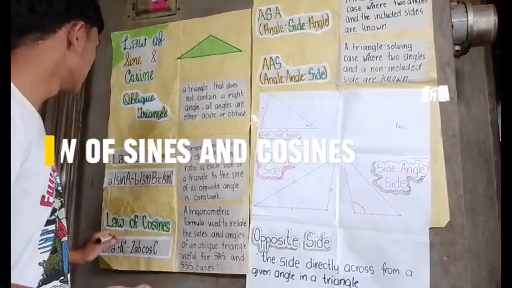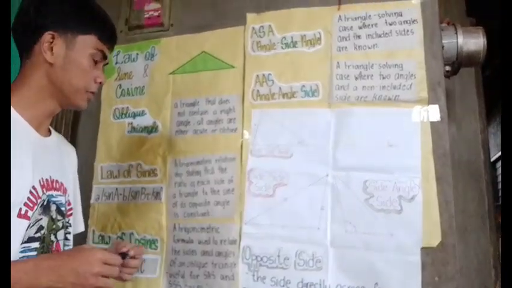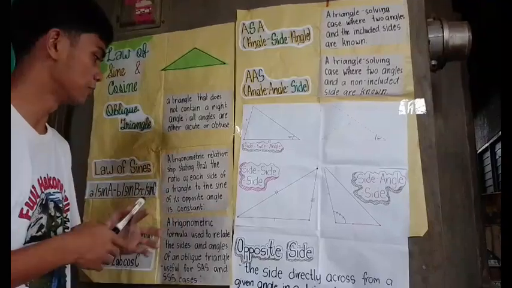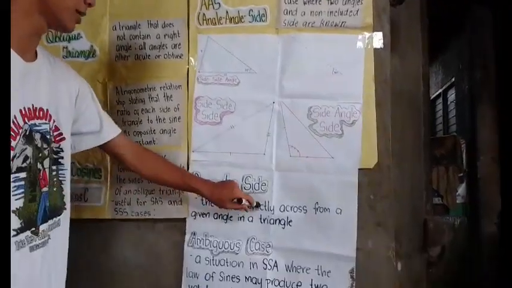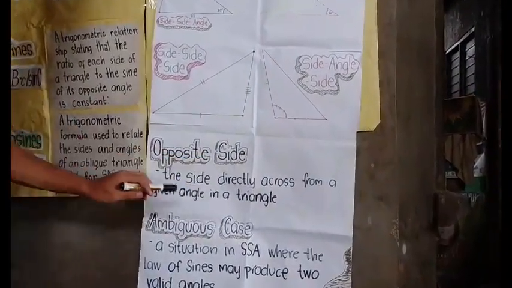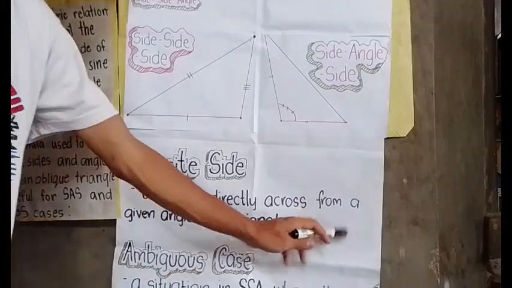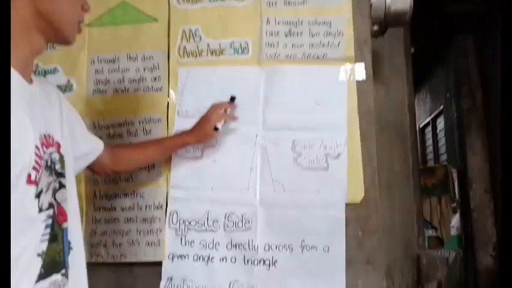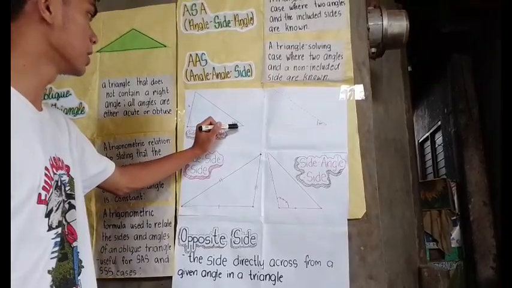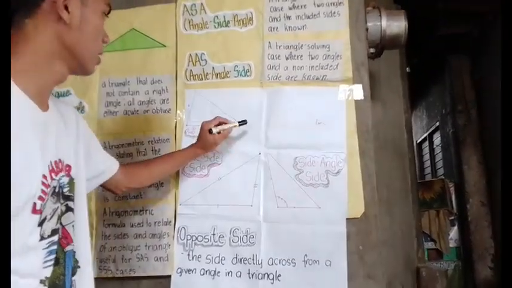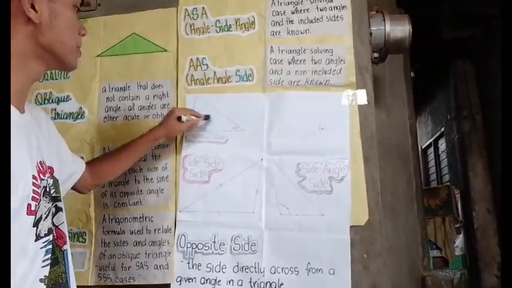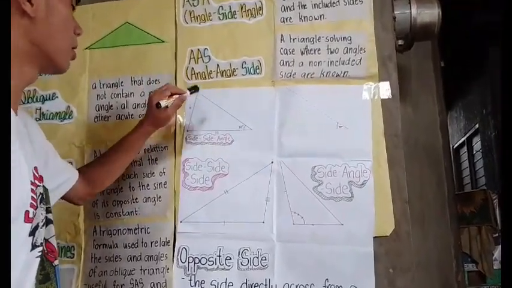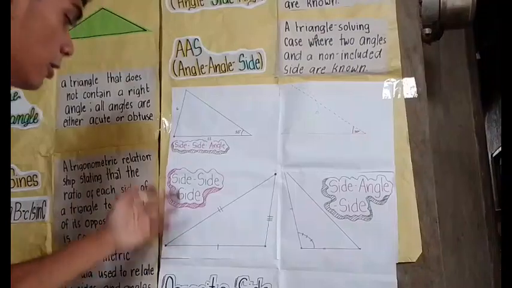In the law of sines and law of cosines, we are going to talk about some terms that were not discussed in our solving. For example, the opposite side. An opposite side is the side directly across from a given angle in a triangle. For example, we have here 30 degrees, so its opposite side is directly across it. The opposite side of 30 degrees is 6. That is how we determine the opposite side when using the law of sines.